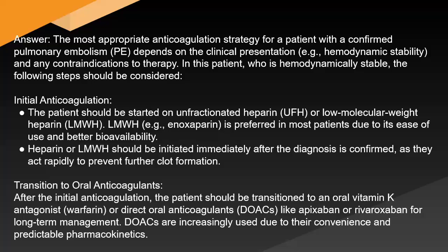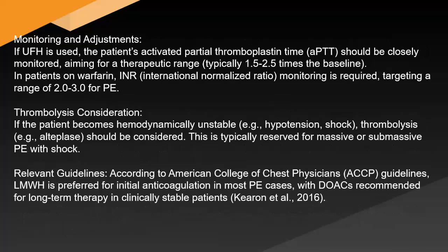Transition to oral anticoagulants. After the initial anticoagulation, the patient should be transitioned to an oral vitamin K antagonist, warfarin, or direct oral anticoagulants, DOACs like apixaban or rivaroxaban, for long-term management. DOACs are increasingly used due to their convenience and predictable pharmacokinetics. Monitoring and adjustments. If UFH is used, the patient's activated partial thromboplastin time, aPTT, should be closely monitored, aiming for a therapeutic range, typically 1.5-2.5 times the baseline. In patients on warfarin, INR, international normalized ratio, monitoring is required, targeting a range of 2.0-3.0 for PE.